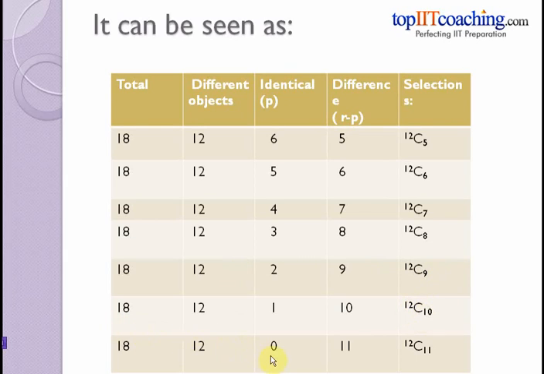And finally, let us say we choose 0 identical objects. Then 11 different objects have to be chosen from a group of 12 different objects. So the number of selections in this case would be 12C11. Thus the total number of selections would be equal to 12C5 plus 12C6 plus 12C7 plus 12C8 plus 12C9 plus 12C10 plus 12C11, which is the same as what we obtained from the formula.